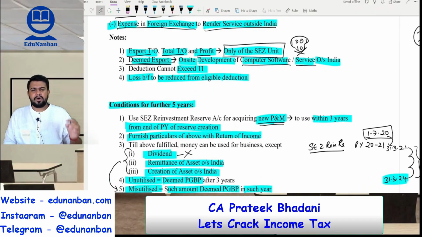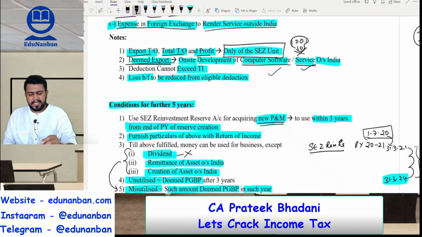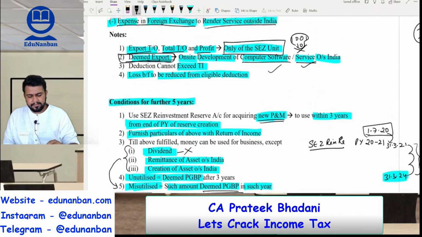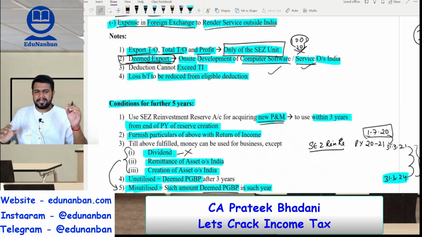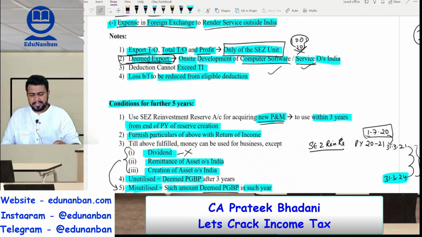Then if there is on-site development of computer software or service outside India, it will be considered as deemed export. Next, if there is any loss that is to be brought forward, then you have to reduce that loss from the eligible deduction, and only the remaining deduction can be claimed by the assessee.